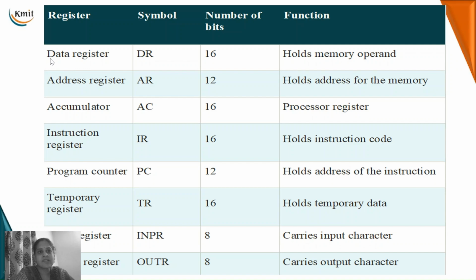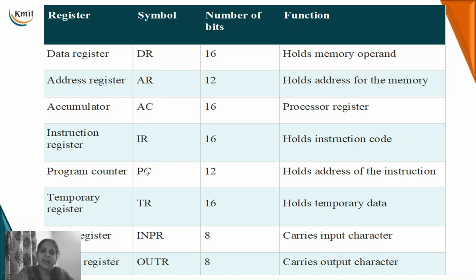So if you look at this, the data register DR is a 16-bit register which is used to hold the memory operand which is stored in the memory location. And address register AR is a 12-bit register which holds the address for the memory. And accumulator, which is a 16-bit register, we call it a processor register because it is used by the CPU during the execution of an instruction. And instruction register IR is also a 16-bit register which holds the instruction.